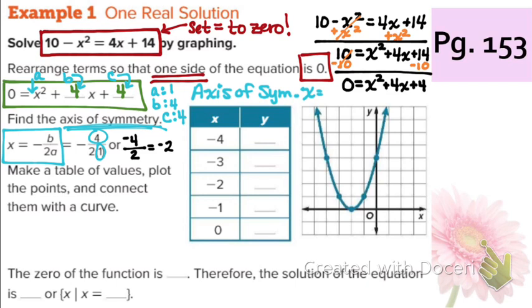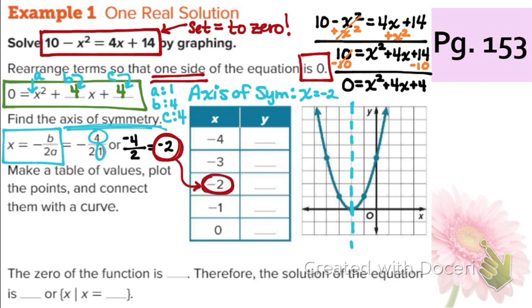I'm going to put that on my graph. So here's negative 2 on the x-axis, right through the center of this parabola. That value is also going to be the x part of the vertex. And this is where those calculators come in. We need to find all of the y parts. Let's start with this one right here, because I know that's going to give me my vertex.